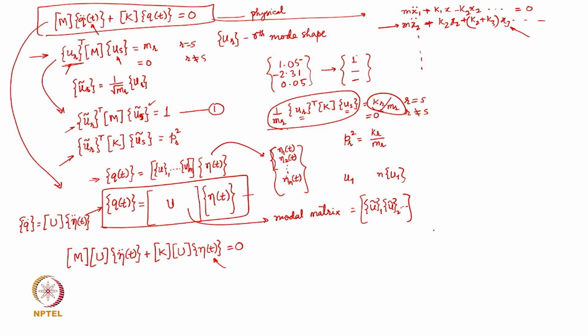Let us now see how we get around this problem of coupled governing equations of motion. So, now I am going to pre-multiply this equation that I have got by U transpose. Now, make a note that U is the modal matrix, and I have simply pre-multiplied this.